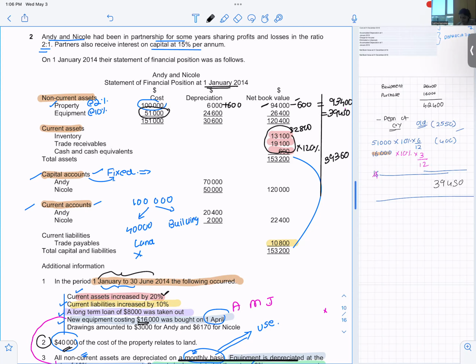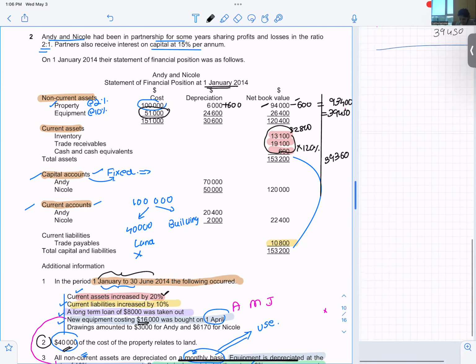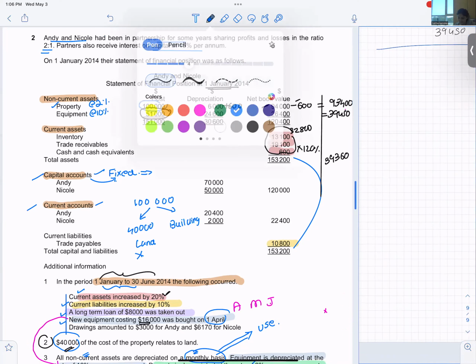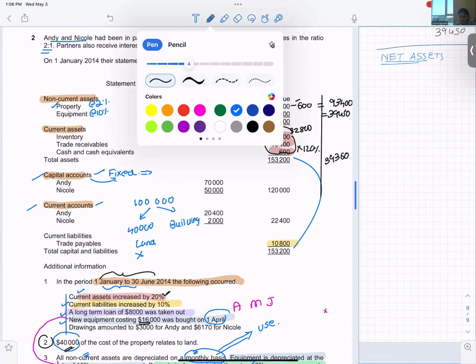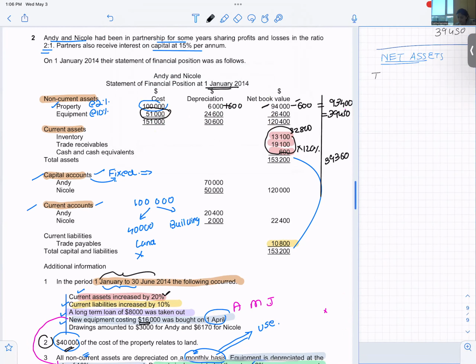So when I'm talking about my total assets, I have to calculate net assets. The other meaning of net assets is capital, I'm sorry. So it would be total assets minus non-current liability minus current liability. This would give me my net assets.